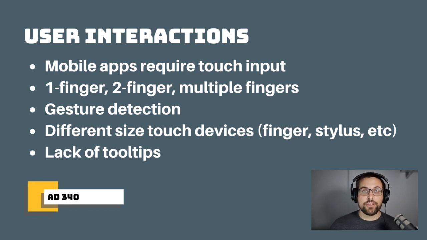So if we look specifically at user interactions, like we already mentioned, mobile apps require touch input. But that can mean a variety of different things. If I pull out my phone here, I might do a one finger swipe. I might use two fingers. I might swipe left or right. If I'm on a larger tablet, I might even do bigger gestures with multiple fingers.